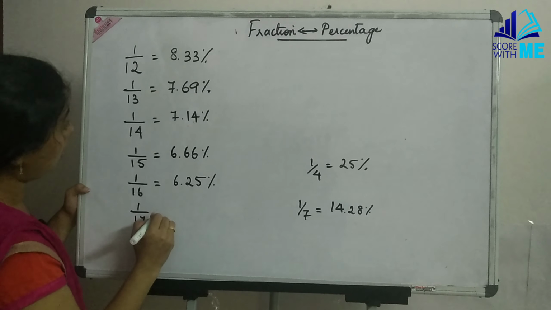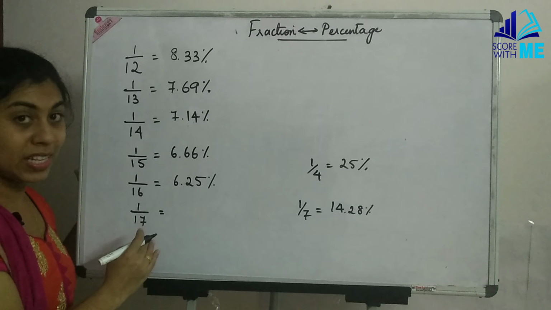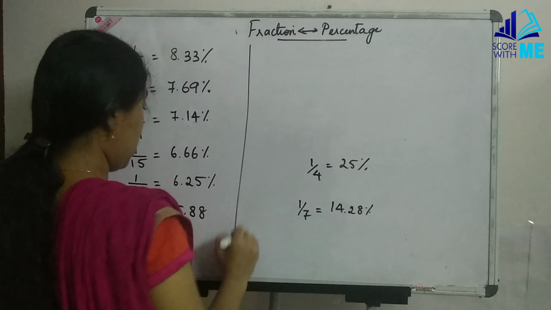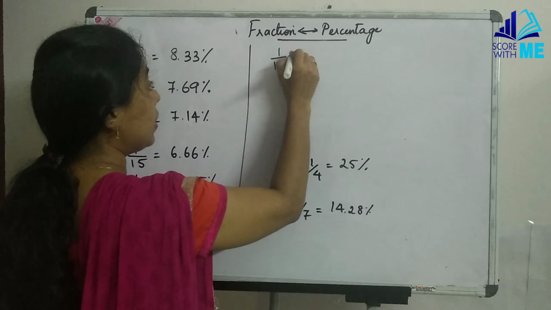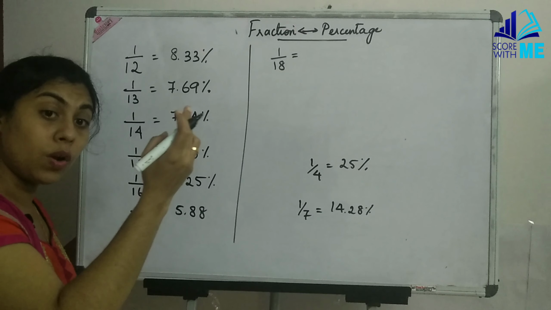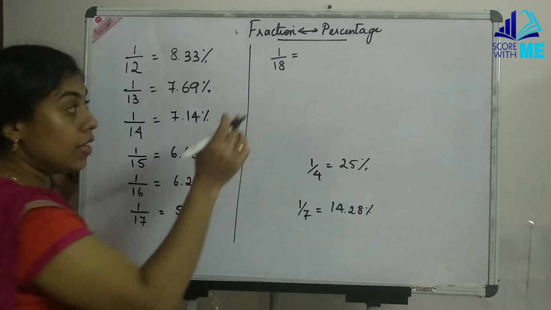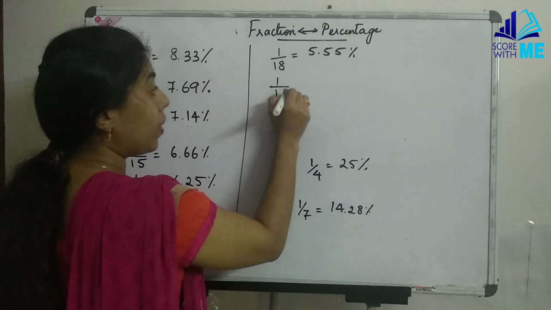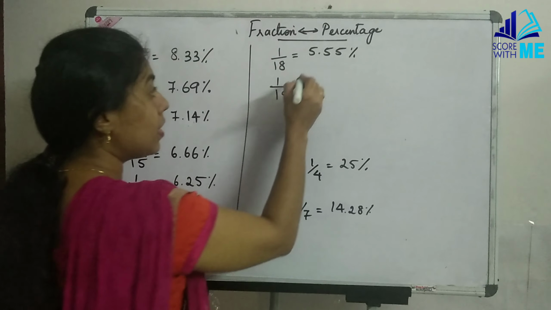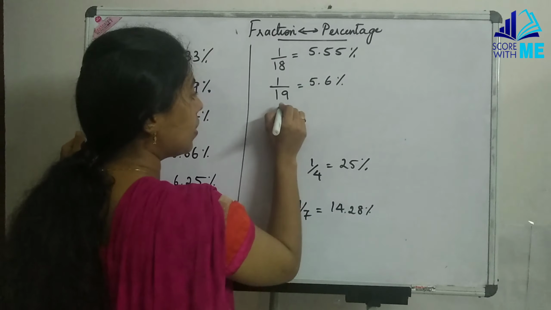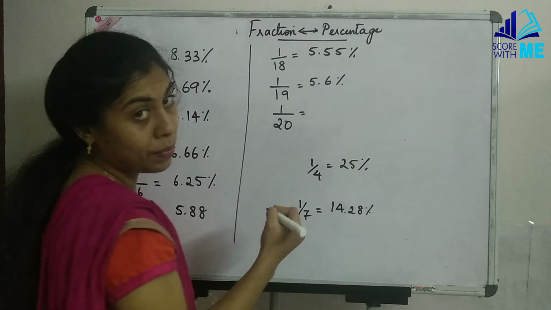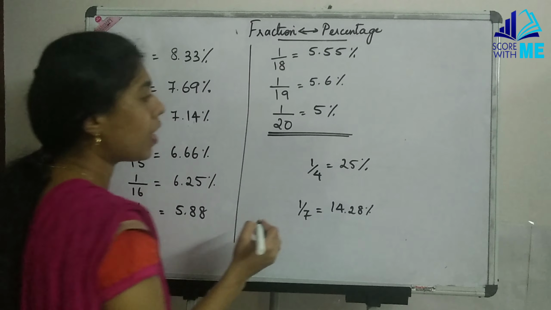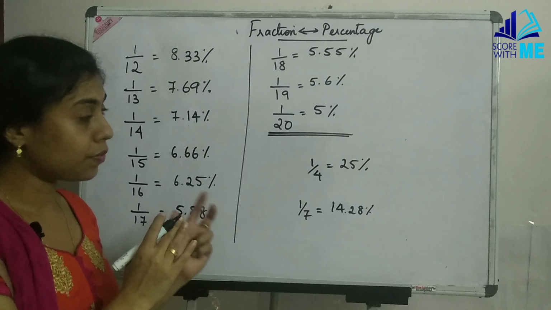Next is 1 by 17, this we need to memorize, we have no other option, it is 5.88. Next we have 1 by 18. For 1 by 18, if we remember 1 by 9, which was 11.11, so half of that. So here it is 5.55 percentage. Next we have 1 by 19. We need to remember this, it is just nearby the same as this. Next is 1 by 20, and the value for 1 by 20 is 100 by 20, and that will give us 5 percentage. So with this, approximately all the values which we can memorize we have already seen.